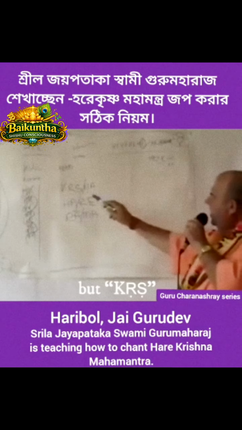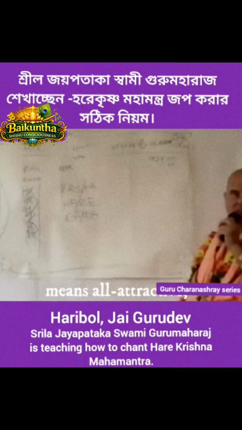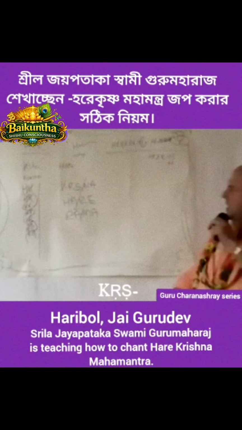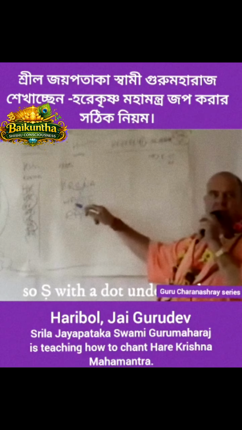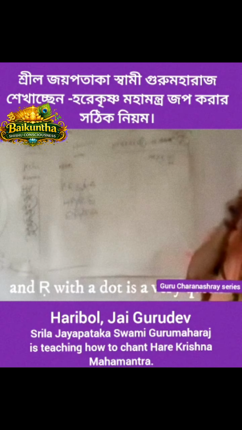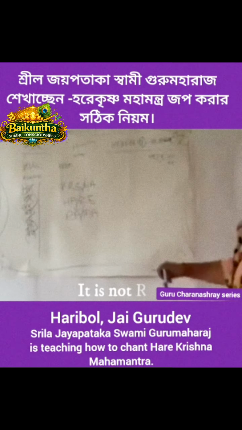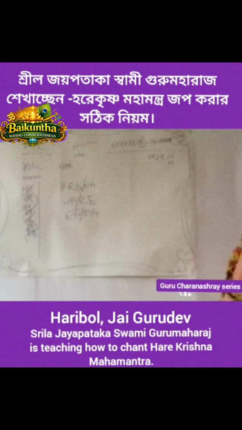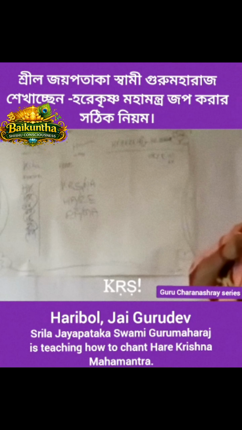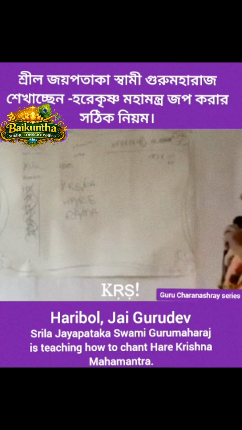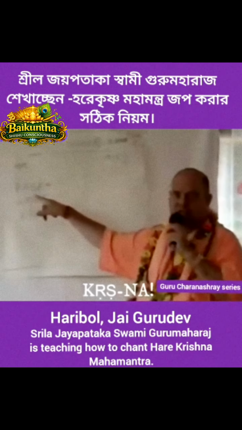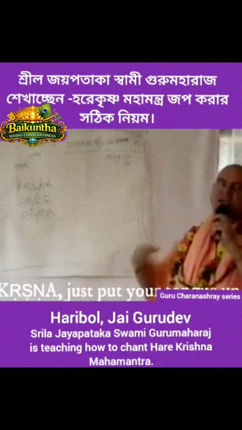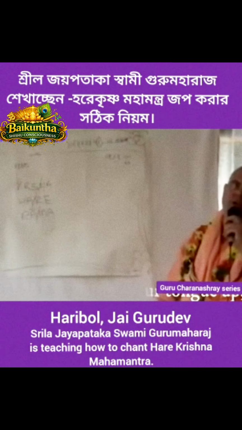And then Krish, this is one combined letter, all attractive. And Na means reservoir of all pleasure. Krish. So when it has the S with a dot under it, and R with a dot, it is a very quick Re. If it was with the R, it would be Re, but this is Re. Krish, Na. And with the dot, it means an N in the upper part of the mouth; when you say Krish, you just put the tongue up on the top.